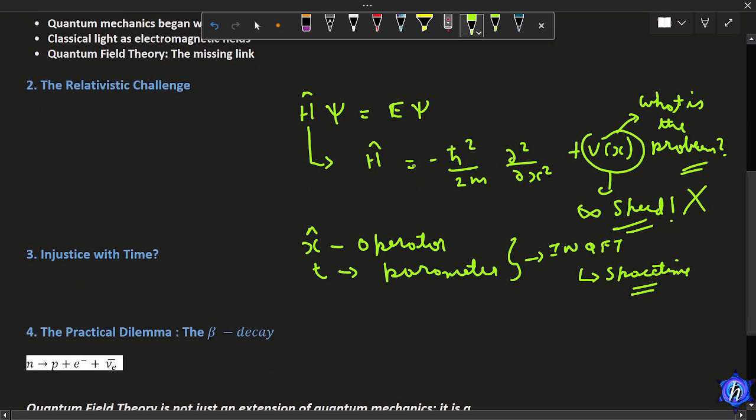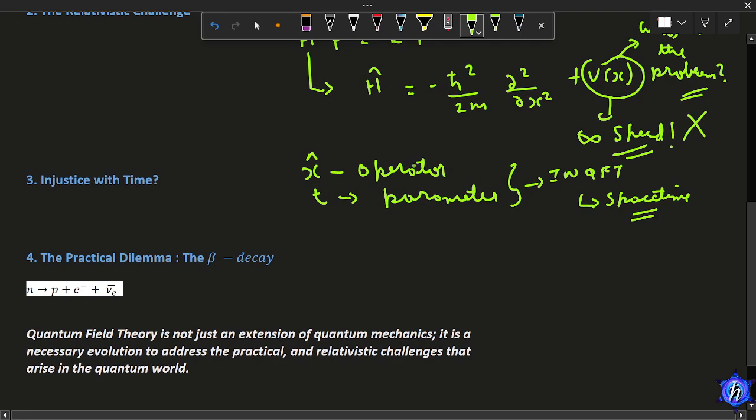Now, the fourth one is the practical dilemma. In the natural world, in our real world, particles are not eternal. They can be created and destroyed. Consider the well-known example of beta decay, where a neutron transforms into a proton, an electron and an antineutrino. Traditional quantum mechanics focused on stable particles falls short in explaining such processes. This is where quantum field theory again steps in. Quantum field theory embraces the creation and annihilation of particles, enabling precise calculations that align with experimental evidence. So these four serve as the very basic motivation to study quantum field theory.